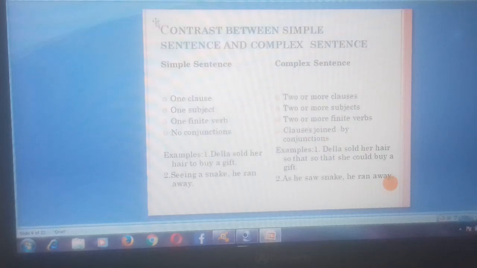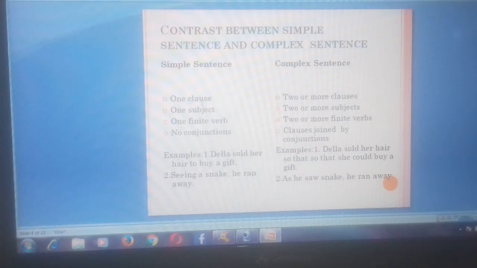Our topic today is transformation from simple to complex sentence. So at first we will try to show a contrast between simple sentence and complex sentence. In simple sentence, we will find one clause, one subject, one finite verb and no conjunction. As for example, Della sold her hair to buy a gift.